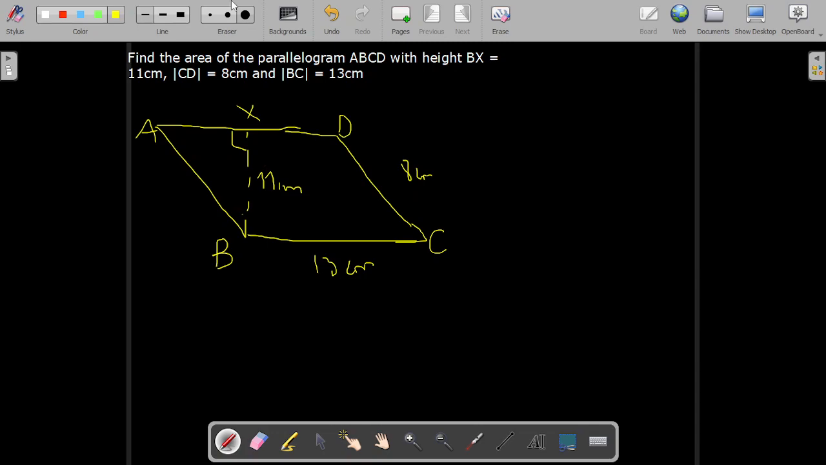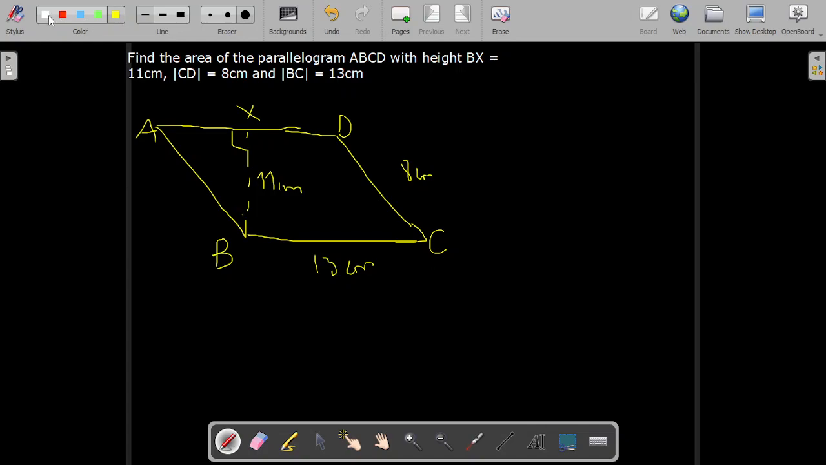Find the area of the parallelogram ABCD with height BX equals 11 centimeters, CD equals 8 centimeters, and BC equals 13 centimeters. So the diagram has been constructed already for the question. We have BX as 11, we have CD as 8, and BC as 13.